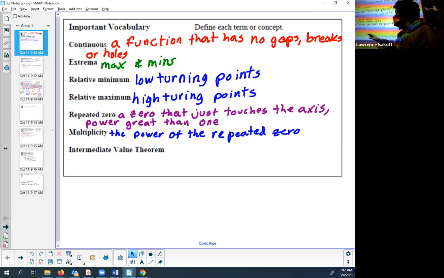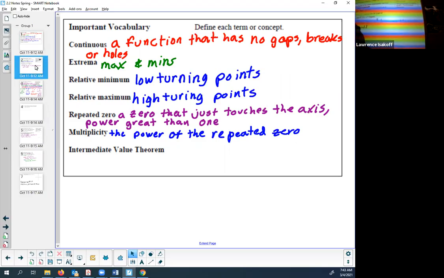A repeated zero is a zero that just touches the axis. We will see a power greater than 1. We'll talk about those special repeated zeros towards the end, and they have a multiplicity. The power on your repeated zero is its multiplicity. So something could have a multiplicity of 2 if it was squared. If that factor has a 4th power on it, then the multiplicity is 4. If it has a 3, it's 3, and so forth. So that is our vocab. Let's start looking at this.